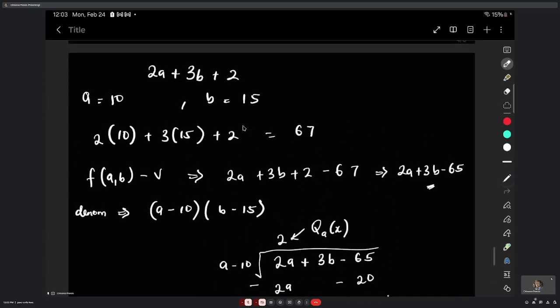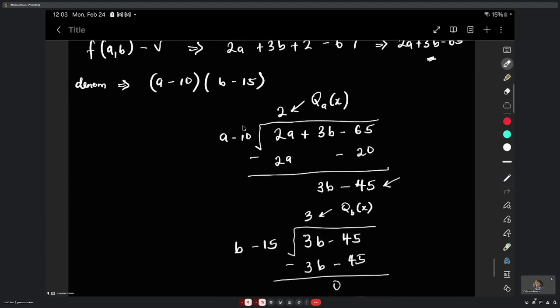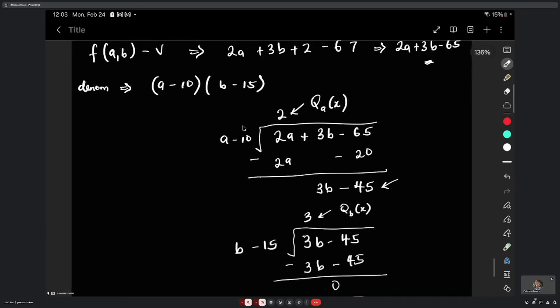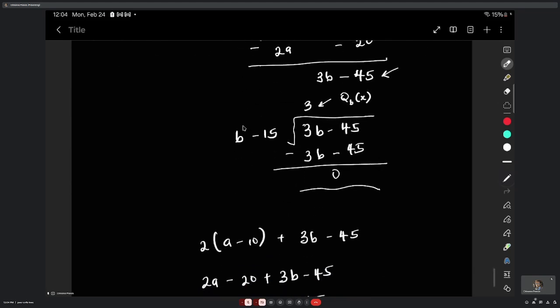Yeah. Wait, how did you multiply that? I don't know, do A minus 10 multiplied by 3. No, we are going to add the remainder now. We multiply Q of X times the divisor and then add the remainder. Right. Okay, how about this other one?